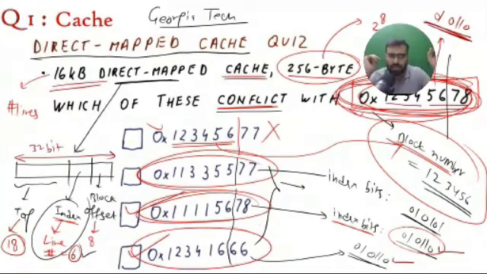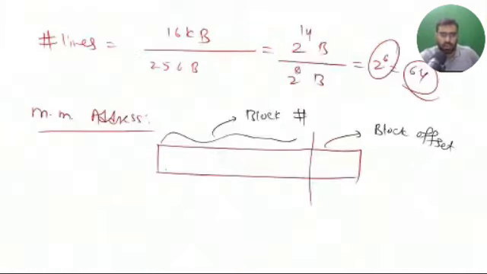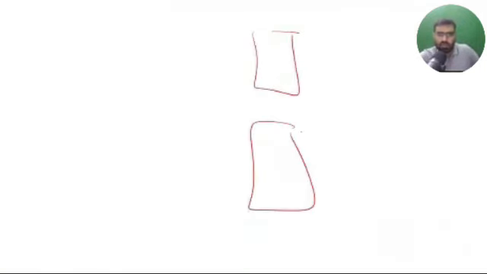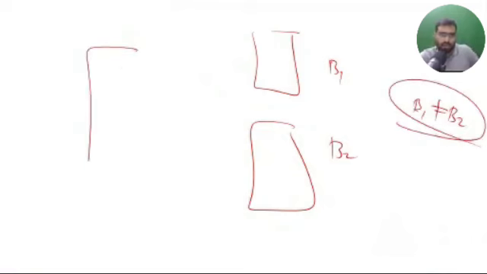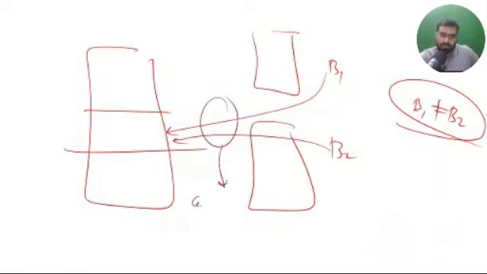I hope you understood. Remember, a conflict will only happen when you have two different blocks, B1 and B2, and they map to the same line. This type of situation is the conflicting situation in direct mapped cache. Is this clear? When they go to the same line. So now let's move on.